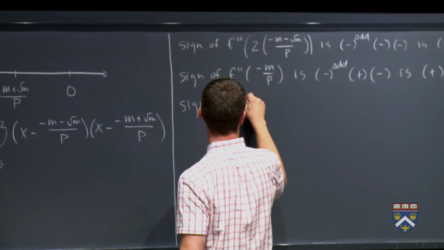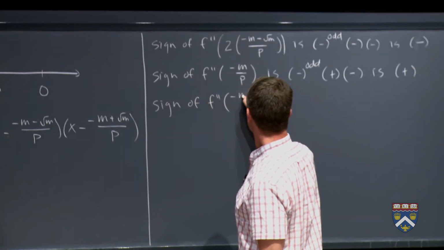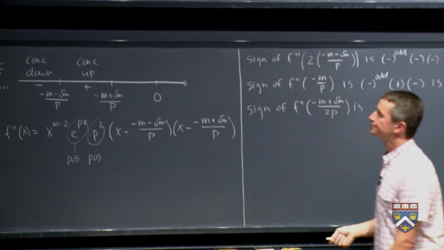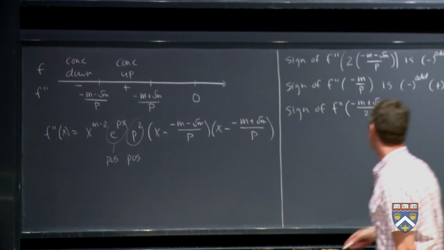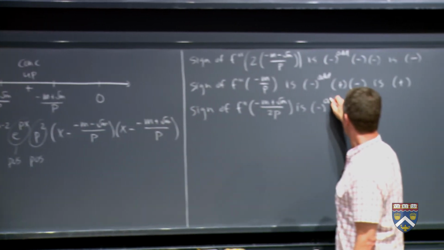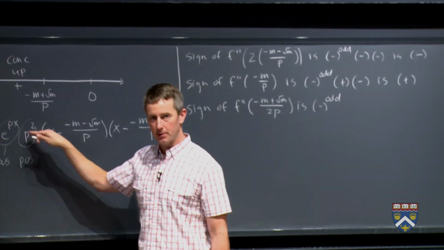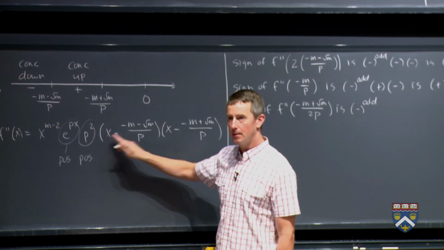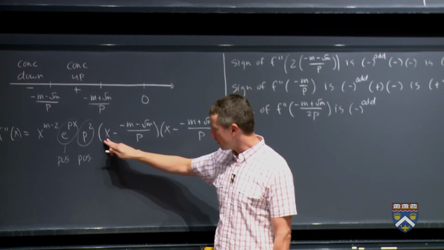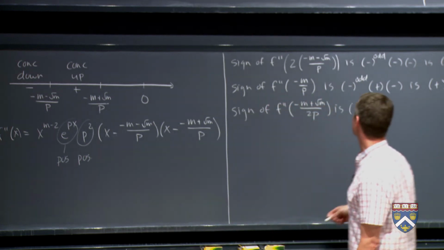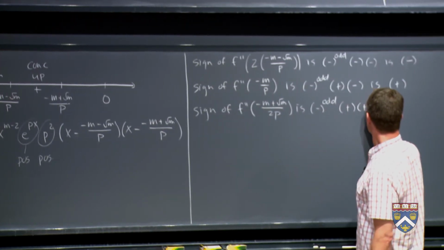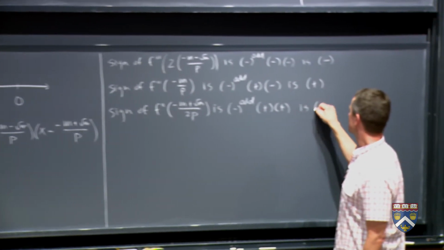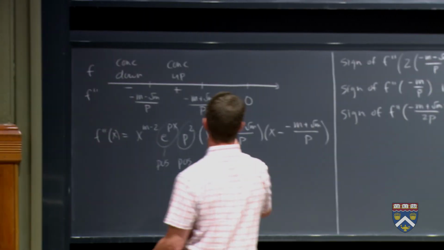So if I take f double prime of negative m plus root m over 2p. So I'm still taking a negative to an odd power out here. I've still got two positives here, which I'm not writing. And now in both of these cases, I'm taking a small negative minus a bigger negative. And if you take a small negative minus a bigger negative, in both of these cases, you get a positive. So we got a negative to an odd, which was negative, times two positives, which is negative. So we found ourselves another inflection point.